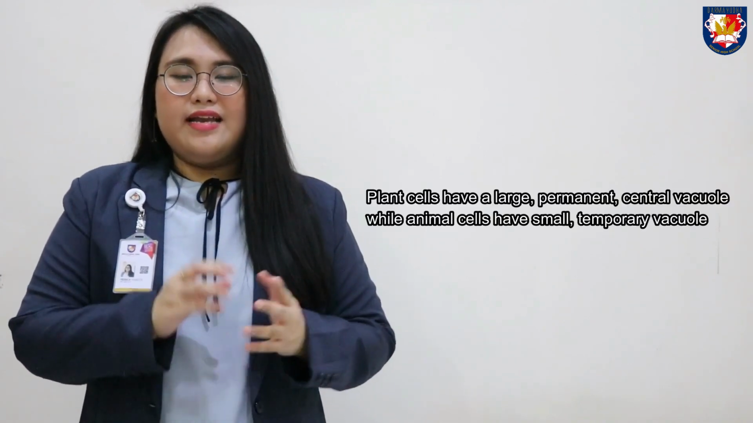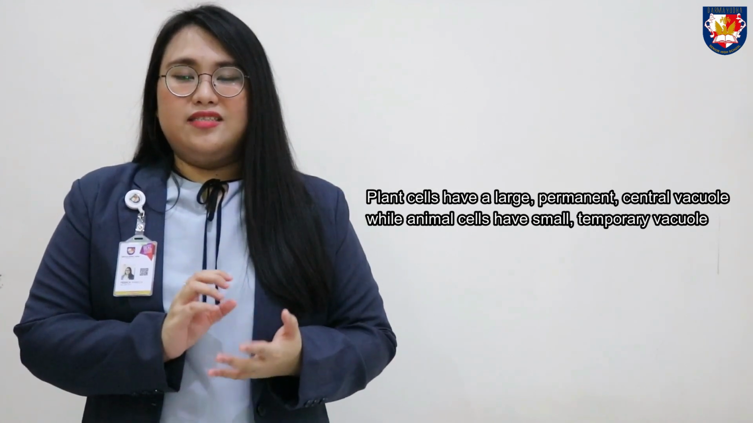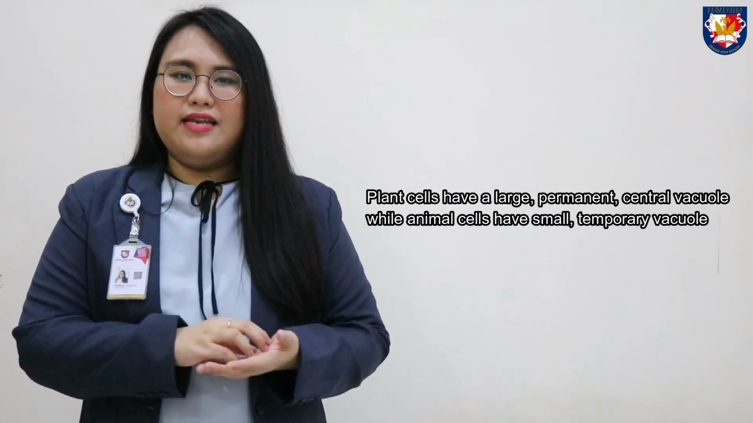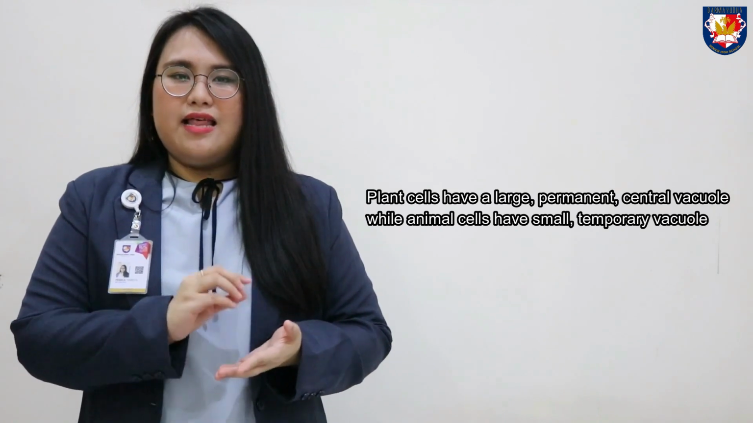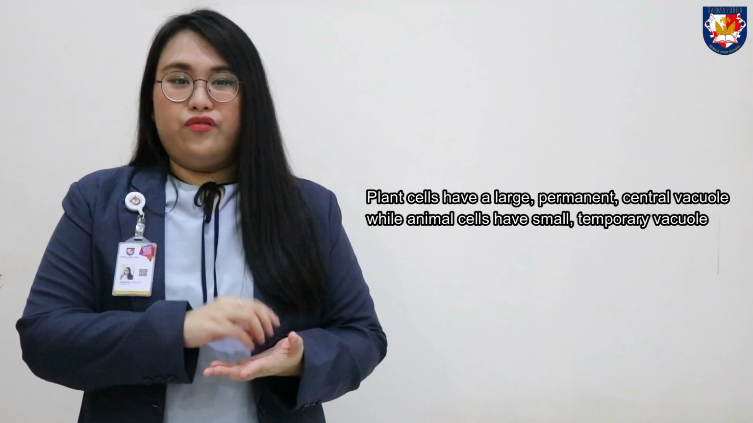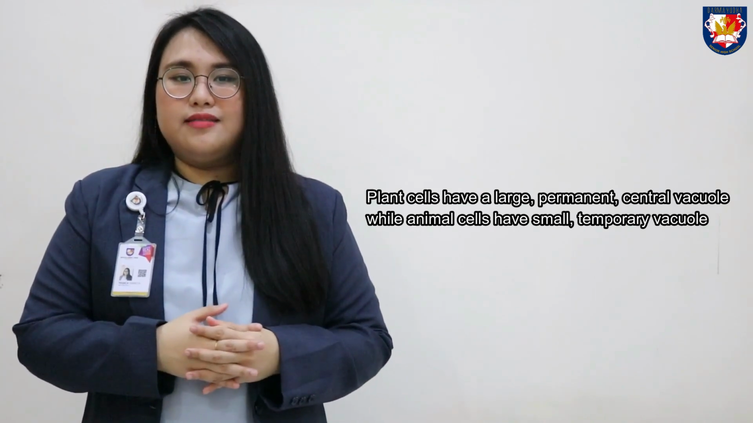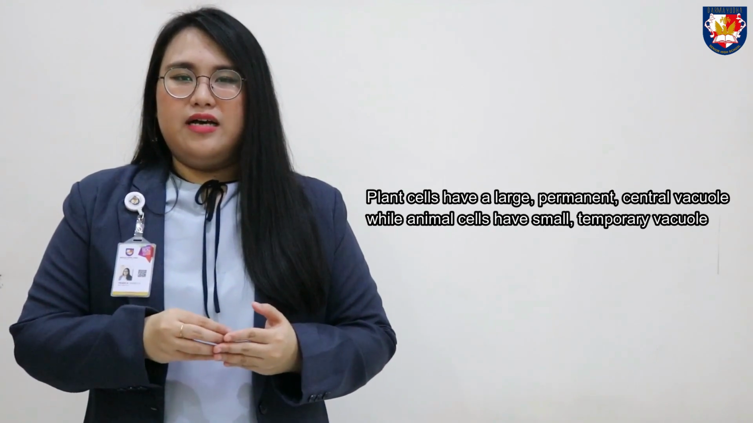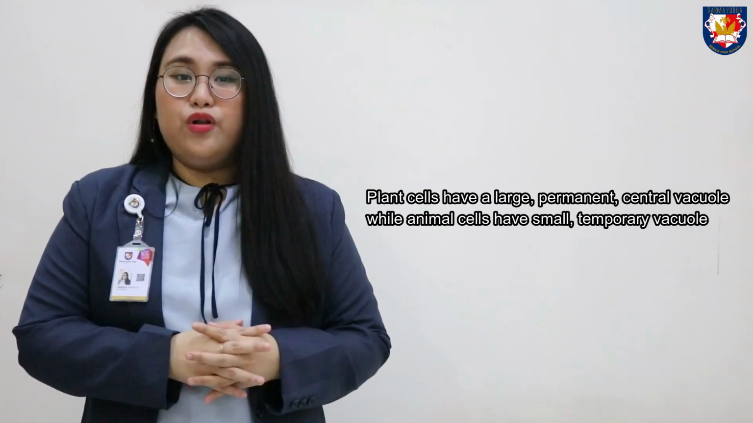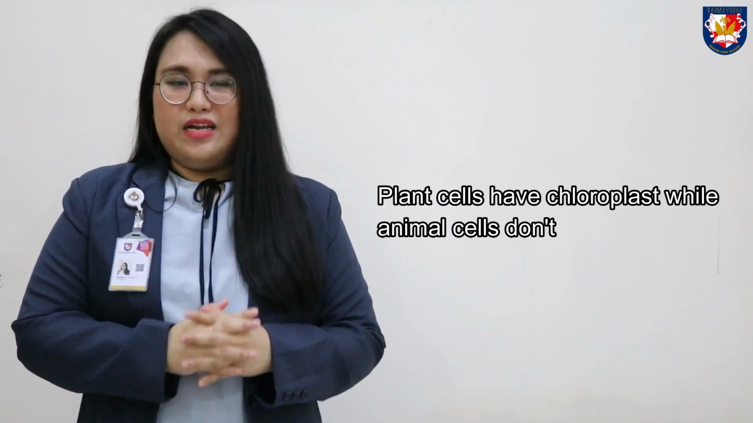The fourth one, in the plant cells, they have a big, permanent, and central vacuole, while the animal cells have a temporary and smaller vacuole. And for the last one, the plant cells have chloroplast, while the animal cells don't.